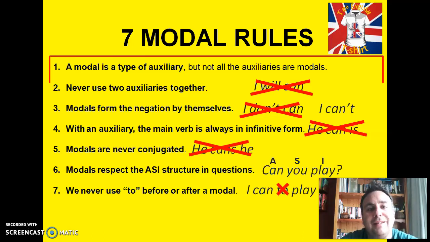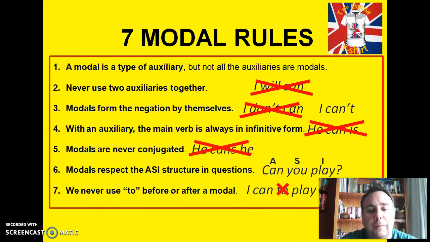Okay, so we have seen the 7 essential rules for modal verbs, and it's very important to take into account these rules in order to use modal verbs properly. Remember, a modal is a type of auxiliary. Never use two auxiliaries together. Modals form the negation by themselves. With an auxiliary, the main verb is always in infinitive form. Modals are never conjugated. Modals respect the AC structure in questions, and we never use to before or after a modal. You can see this video as many times as you need.